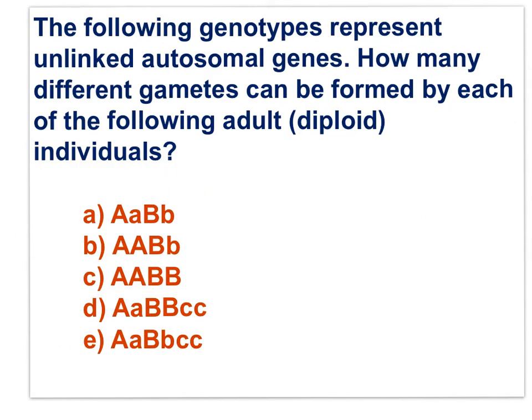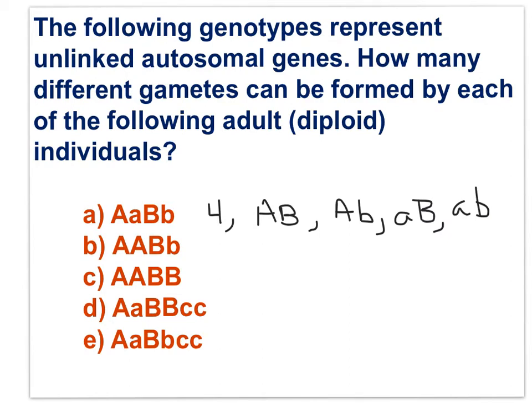So let's practice this idea of figuring out how many gametes an adult will produce and what those gametes might look like. The following genotypes represent unlinked autosomal genes. How many different gametes can be formed by each of the following adult diploid individuals? In the first individual, A, there are 4 gamete types, and they are A, B, dominant, dominant. They are dominant, recessive. They are recessive, dominant, and recessive, recessive.